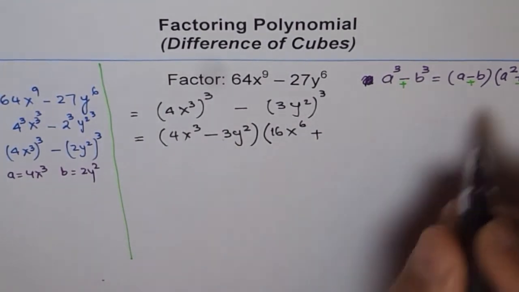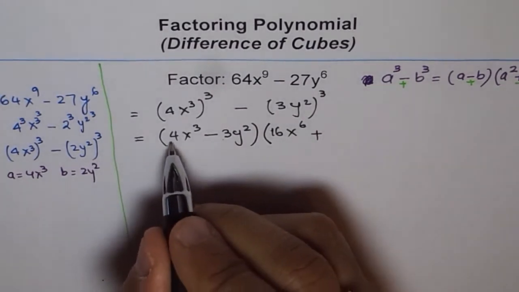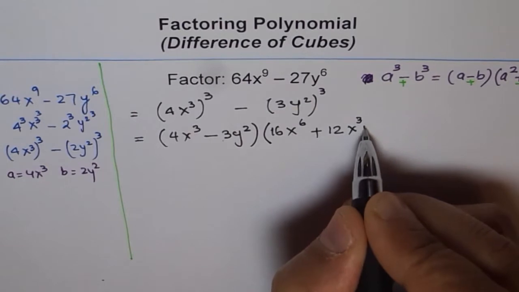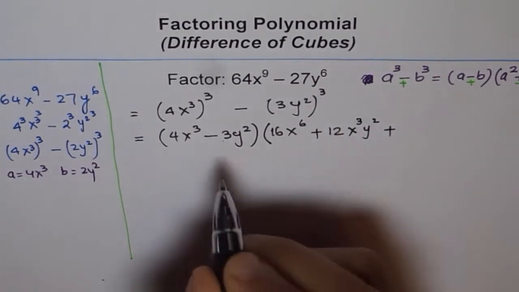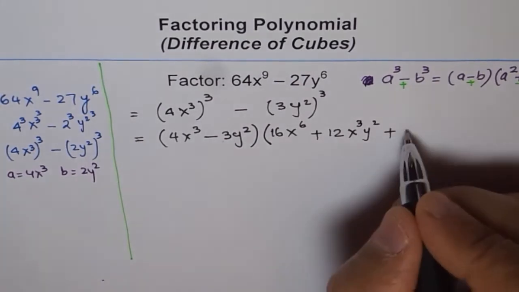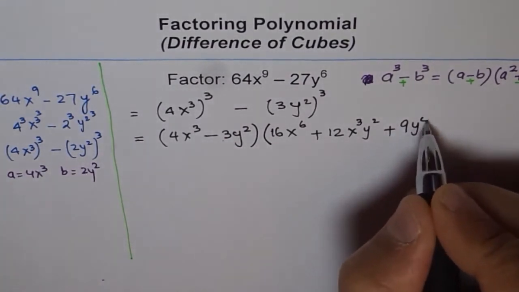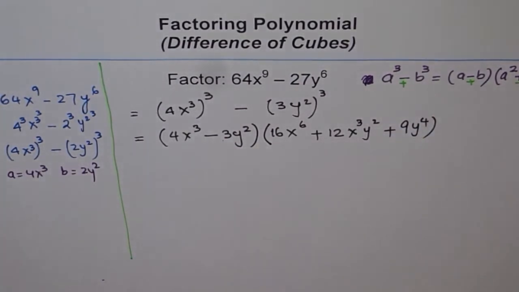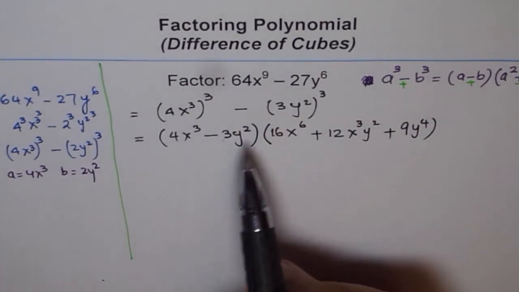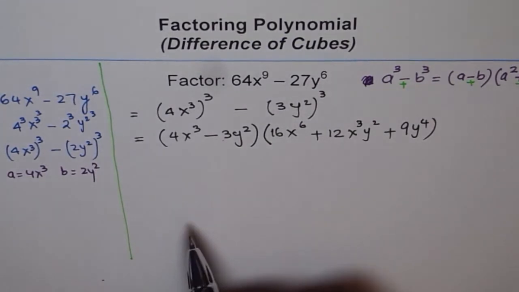Multiply these two and write the center term, ab. So 4 times 3 is 12, x cube y square, plus the square of the b term, which is 3y square. So 3 square is 9 and y square squared is y to the power of 4. So that is how we are going to factor it, okay? This is the answer for this question. Remember that if it looks like a cube, write it first as a cube and then factor it out. So that is the solution.